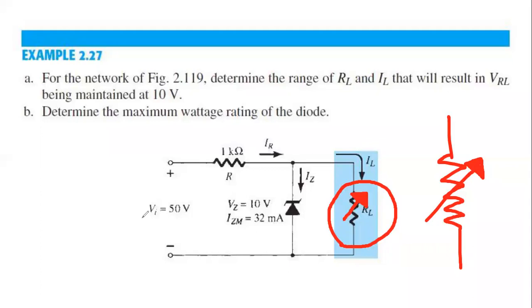So my students, you can see that the input voltage is 50 volts, the Zener diode is 10 volts, and the maximum Zener current IZ in the Zener diode is 32 milliampere. The other resistance is 1 kilo ohm. So those are the information given here. So what can we do at first?